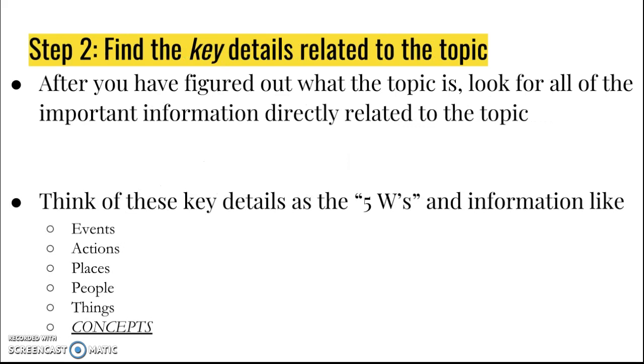Next, we have to find the key details related to the topic. So after you've figured out what the topic actually is, you got to look for all the important information that's directly related to it. Anything that seems really important and is directly related to that topic. You want to think about these key details as the 5 W's. So that's the who, what, when, where, why. And that's going to include information like events, actions, places, people, things, and concepts, big ideas.